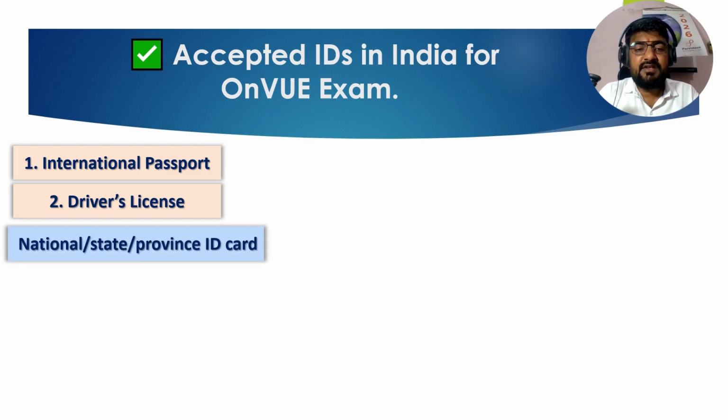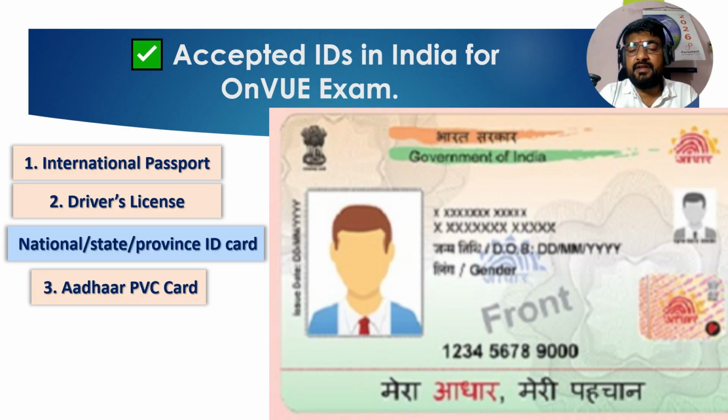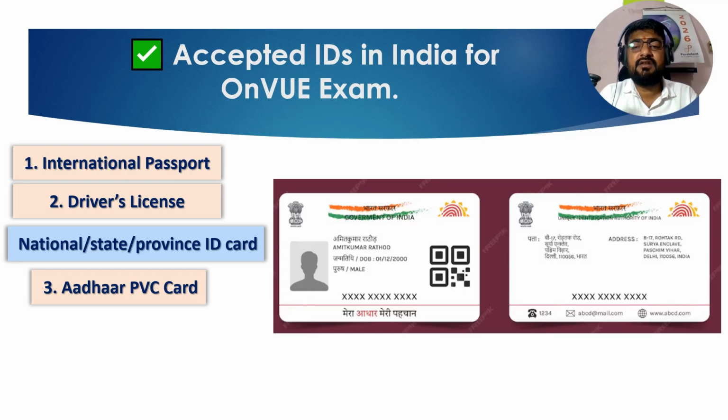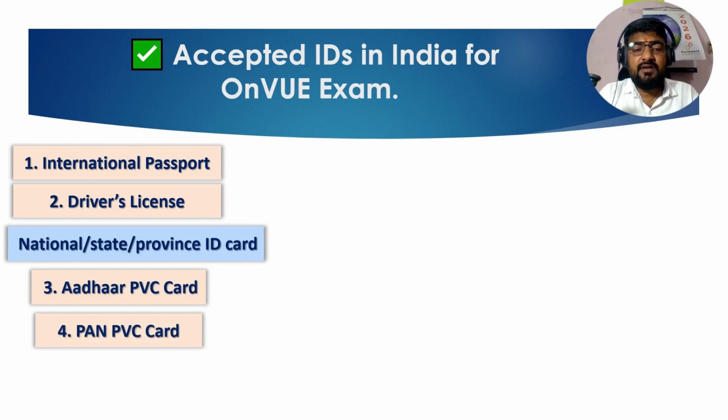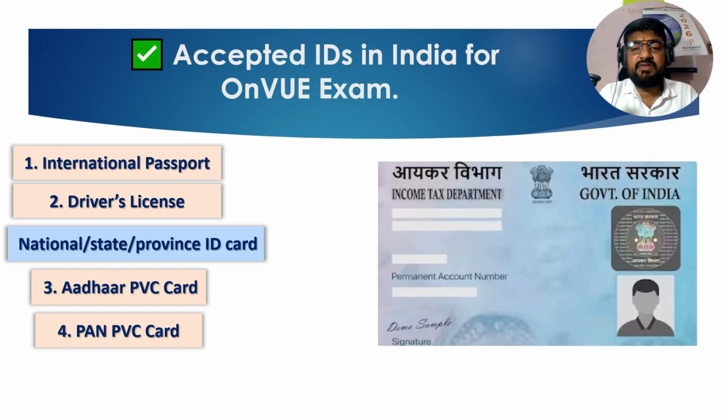Then the third one is a national or state ID card. If you have a national card or any state card, that will also be acceptable. For example, in India there is the Aadhaar card. The Aadhaar card as a PVC plastic card is acceptable. The front side and back side should be accurate, with your photo, signature and other details, so it will be acceptable. Then there is the PAN PVC card, the plastic PAN card, which will also be acceptable.